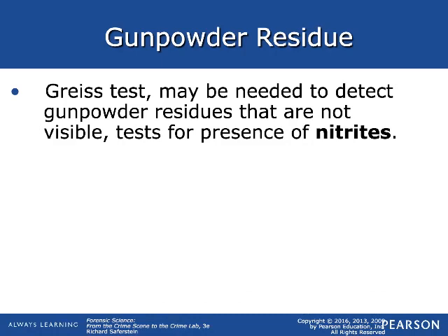Okay, now a way to test for gunshot residue is a test that's called the Griess test. It could be used on fabric to see if there's gunpowder residue on there. What it looks for is the presence of nitrites.